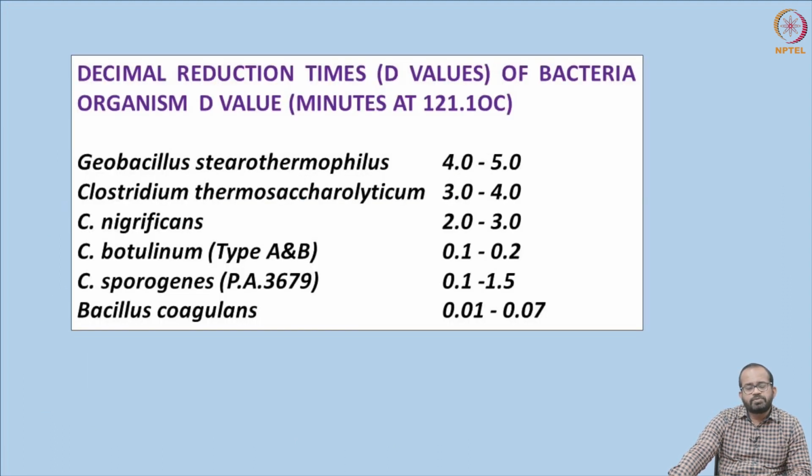So D values of some of the microorganisms at 121.1 degrees Celsius are given here. You can see that Geobacillus stearothermophilus D value is around 4 to 5 minutes. Clostridium thermosaccharolyticum is around 3 to 4 minutes. Clostridium nigrificans, it is 2 to 3 minutes. Clostridium botulinum type A and B, 0.1 to 0.2 minutes. Clostridium sporogenes with PA3679 strain is 0.1 to 1.5. And Bacillus coagulans, it is 0.01 to 0.07 minutes.